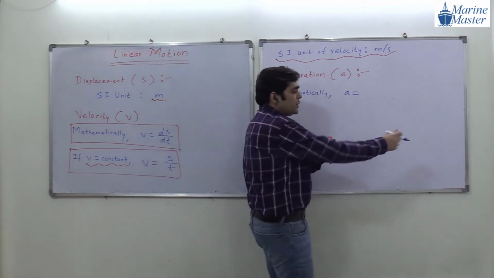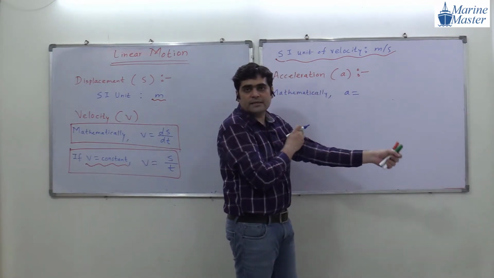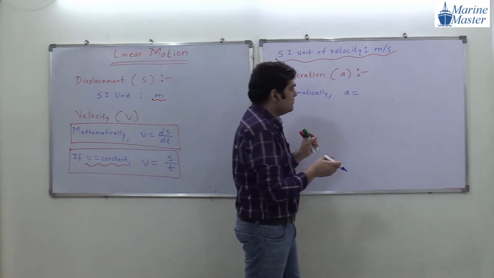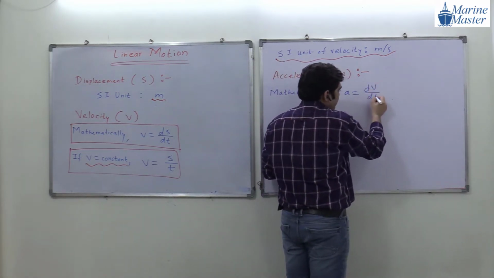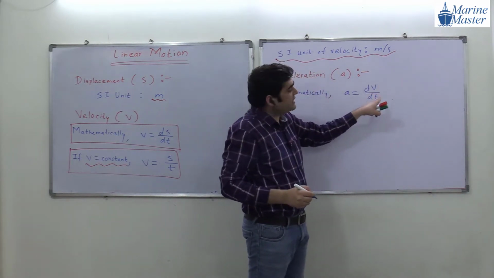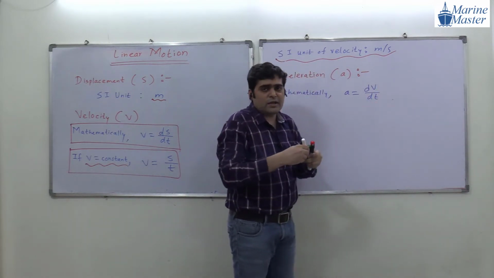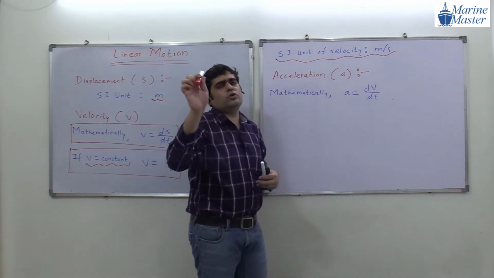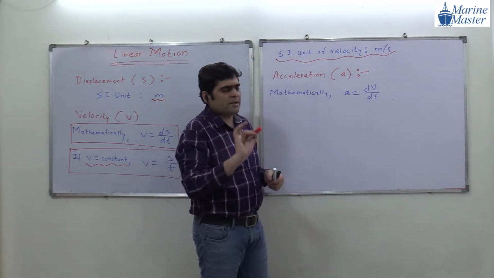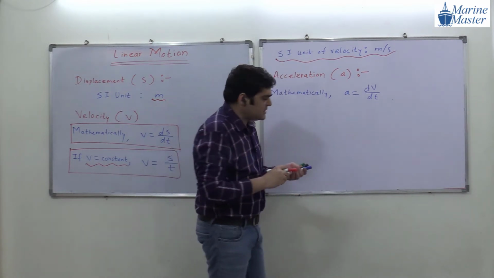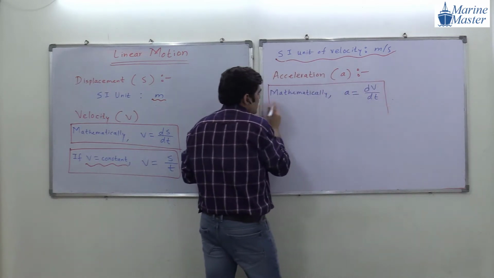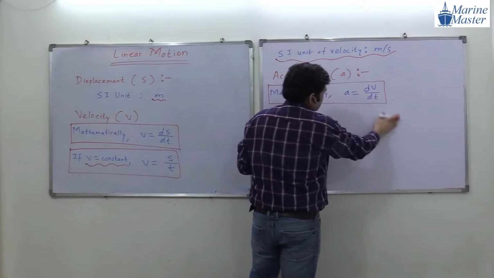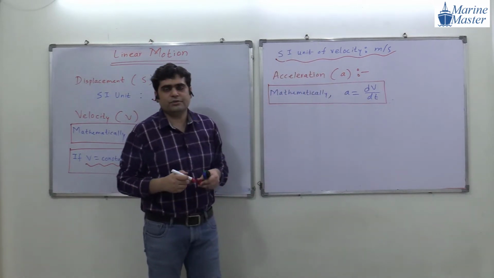So try to see the scenario. Acceleration becomes dv by dt, the derivative of velocity with respect to time. This is the mathematical definition. Those who want to take the mathematics subject, for them it is important. For other people it is not important, so don't worry, just write down this definition.